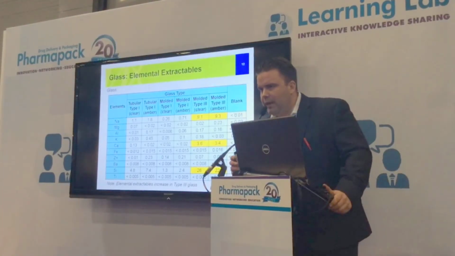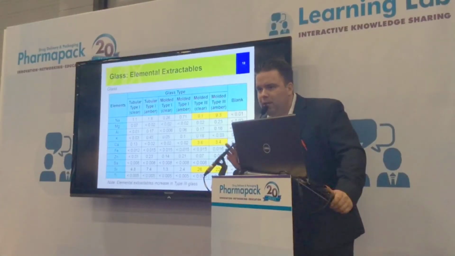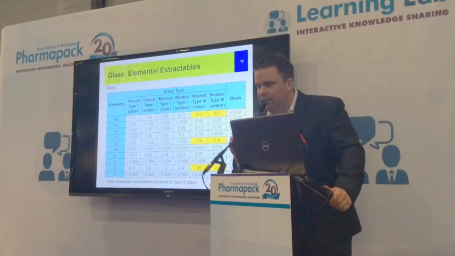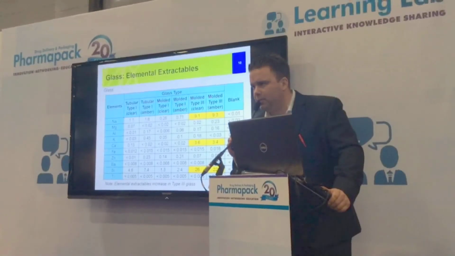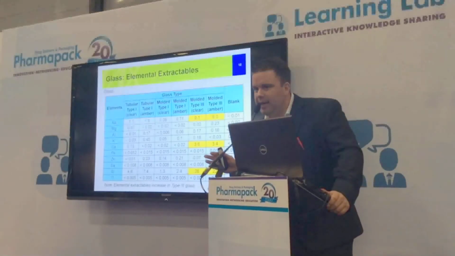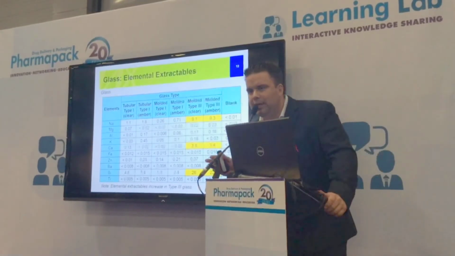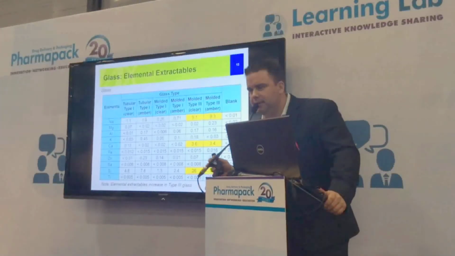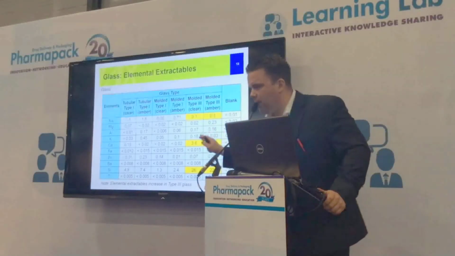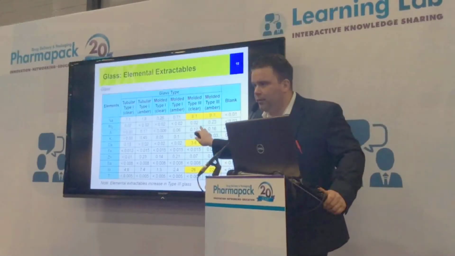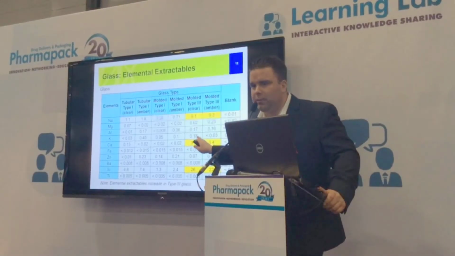And that's what I mean, that even the manufacturing process can affect the elemental extractables. Tubular glass, again, is a 2-step process to manufacture, whereas molded glass is a 1-step process. And then just to give you a little background on this, all these results are in parts per million.